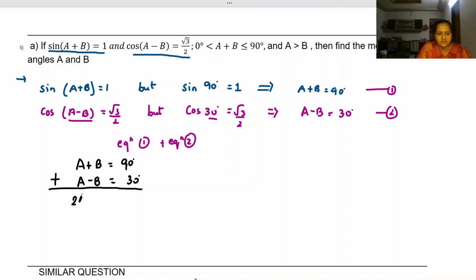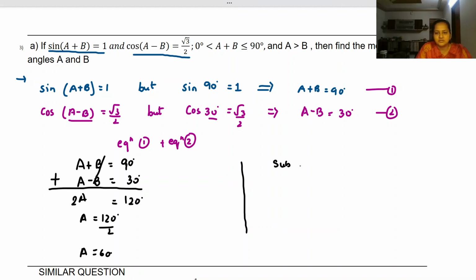A plus a is 2a. B minus b is cancelled. 90 plus 30, 120. So we get a is 120 by 2. Hence we get a as 60. Now that we know a, we can find b.